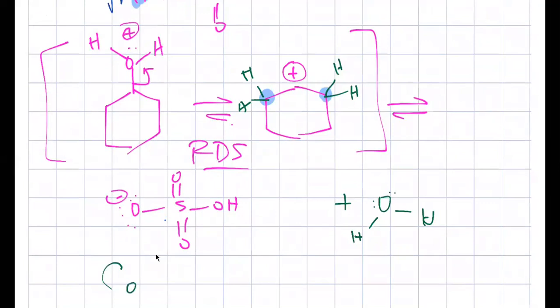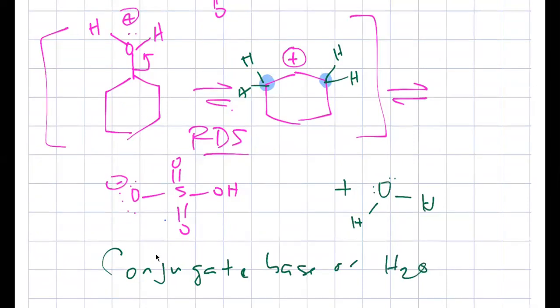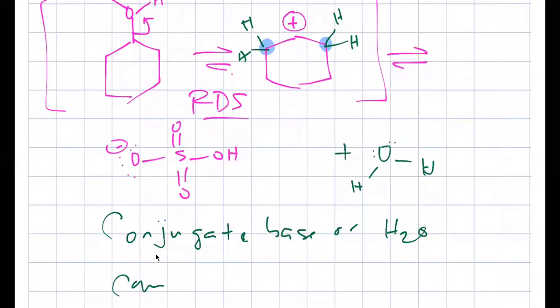But there is no base present, no external base. So you won't add in a base to do E1. You don't need a base. So I'm going to say conjugate base or water can facilitate the elimination. So it can be the conjugate base of the sulfuric acid or the water.